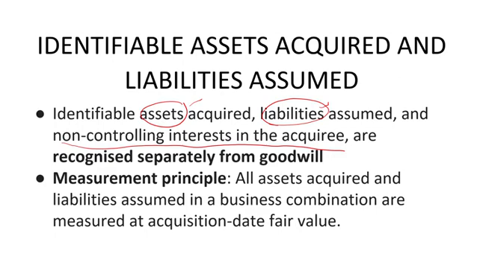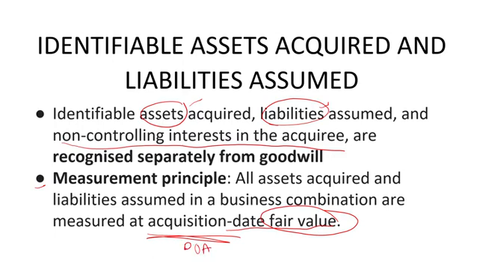In terms of the measurement, the second one, we talk about measurement principles. All the assets acquired and liabilities assumed in a business combination are measured at acquisition date based on the fair value. All right, so acquisition date, that's why one of the things that need to be determined, steps in determination in the business combination. All right, so we have to know the date of acquisition.